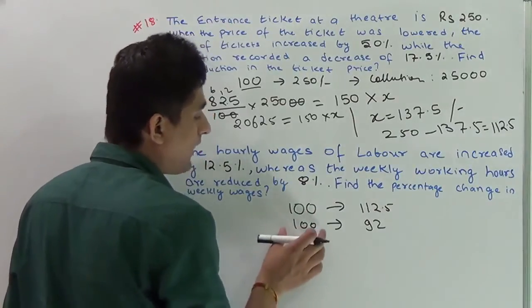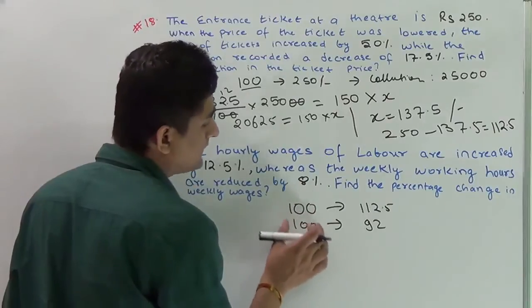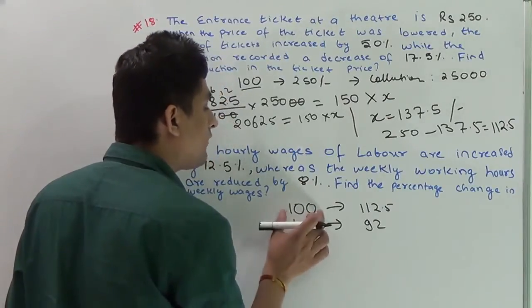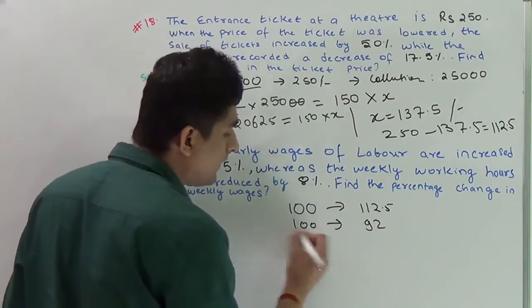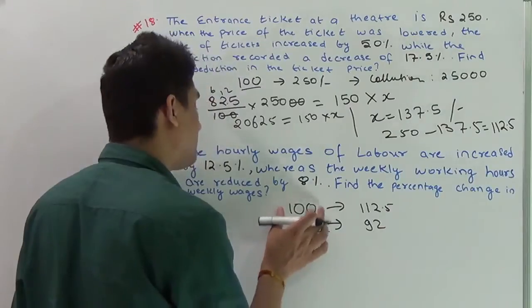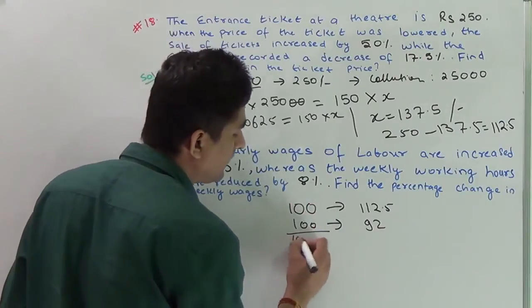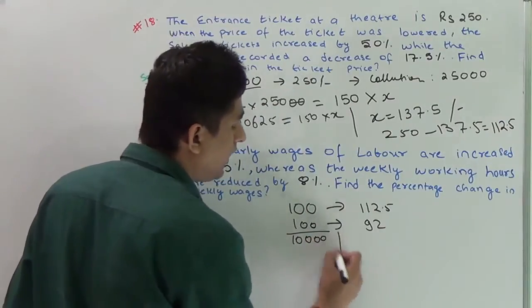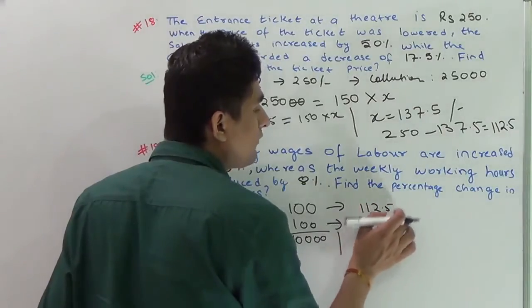If I have to calculate the weekly wages of a labor, in a week he was working for 100 hours and for a single hour he was getting 100 rupees. So to calculate the earlier weekly wages, I simply multiply these two numbers, 100 and 100. That gives 10,000. That means 10,000 was his weekly earning. Now his weekly earning is 92 into 112.5.